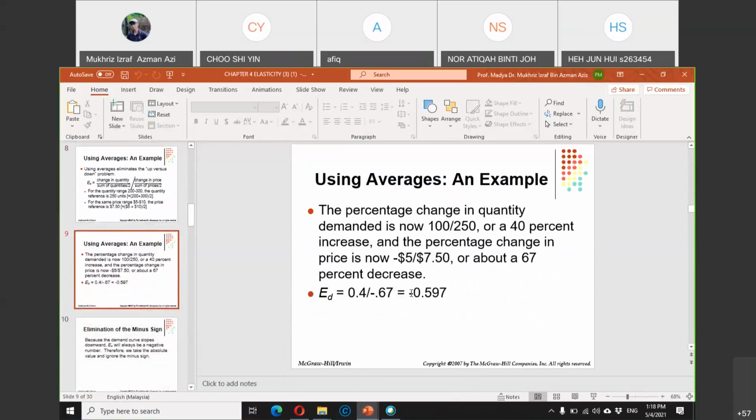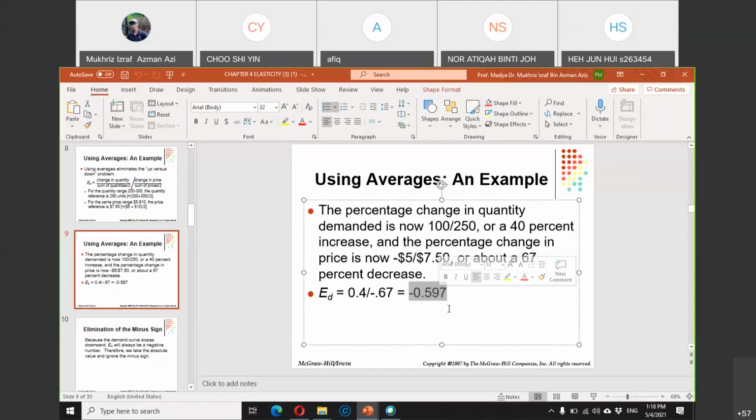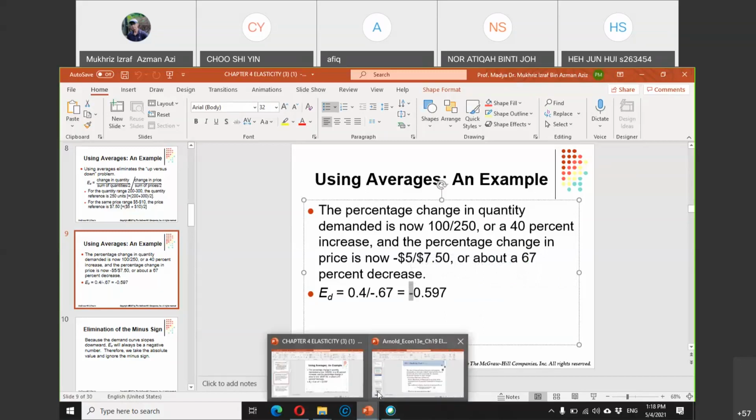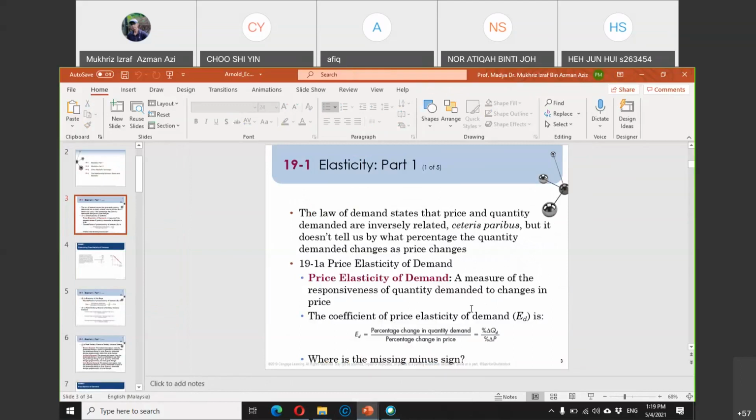Okay, because for example like this one, the negative sign just reflects the negative relationship between price and quantity. Because of the law of demand, when price increases, quantity falls. But for supply, when price increases, quantity also increases. So for elasticity of supply, the coefficient or the value that you get will always be positive, but for demand, it will always be negative.